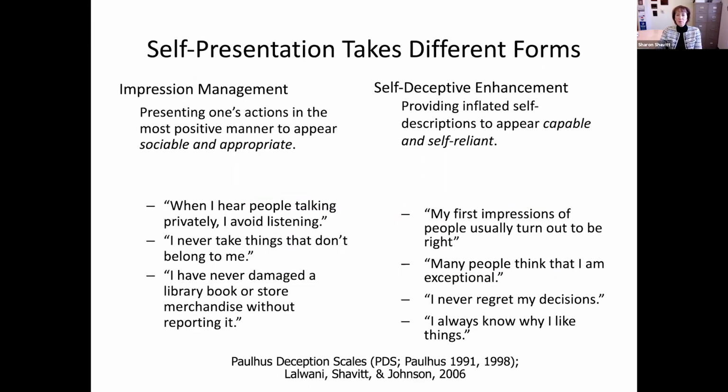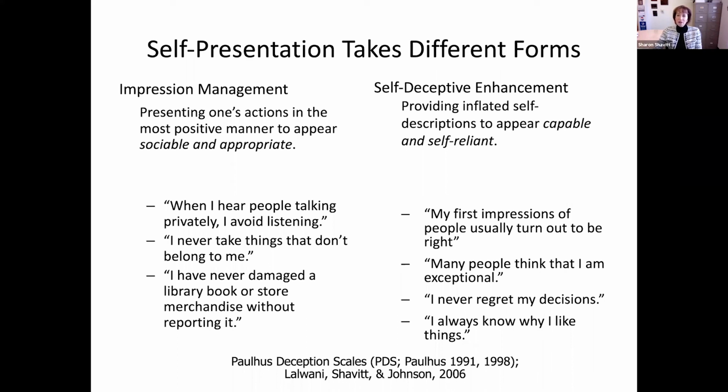So self-presentation, we know, takes two different forms, and both forms were shown in that test I just gave you. Impression management, which is efforts to present one's own actions and behaviors in the most positive manner in order to appear sociable and appropriate. And that was exemplified by questions like, when I hear people talking privately, I avoid listening. Or, I never take things that don't belong to me. I've never damaged a library book or store merchandise without reporting it. Answers to these kinds of questions that basically try to deny having engaged in bad behaviors are examples of impression management. Someone who scores high in agreement with such items would be high in the psychological trait of impression management.